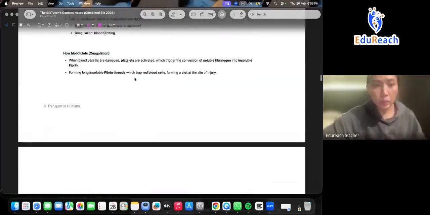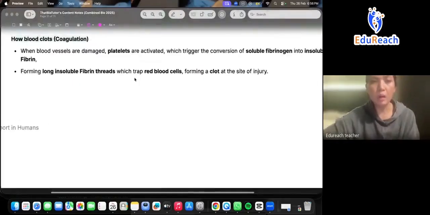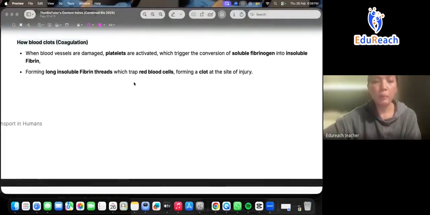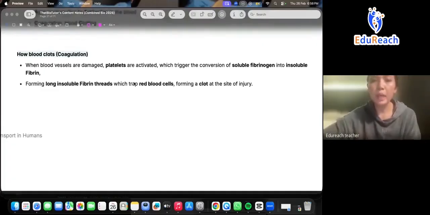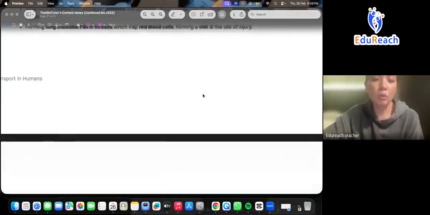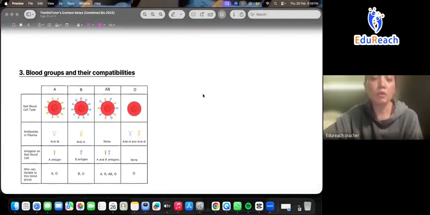Okay, now this one here is also important because this is how blood clots are formed. When blood vessels are damaged, platelets are activated, which triggers the conversion of soluble fibrinogen into insoluble fibrin threads. These fibrin threads are long and insoluble, so they will trap the red blood cells, forming a clot at the site of injury. Why is it that we must have clots when there are wounds and injuries? In order to prevent excessive loss of blood.